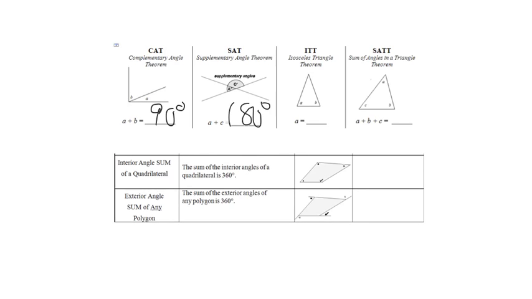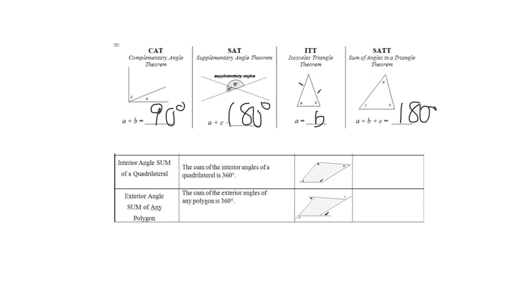The isosceles triangle theorem: since this is an isosceles triangle with these two sides the same, A has to equal B. So the two angles that are opposite the two equal sides have to be the same. Equal sides, equal angles. And then the SAT, the sum of the angles in a triangle theorem, is simply that if we add all the angles up in a triangle, we get 180 degrees.